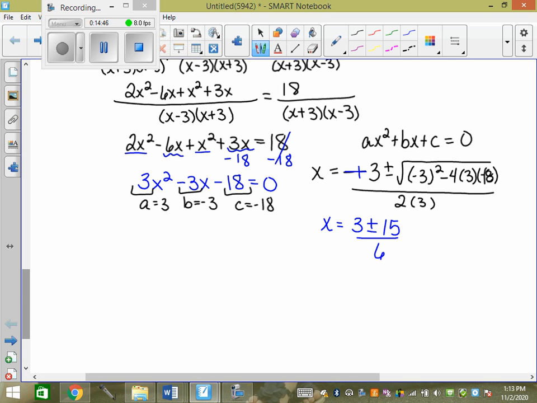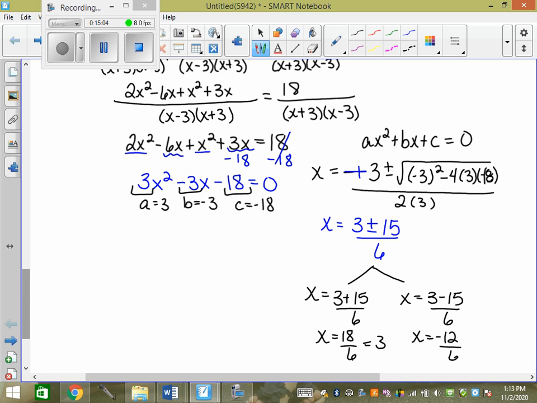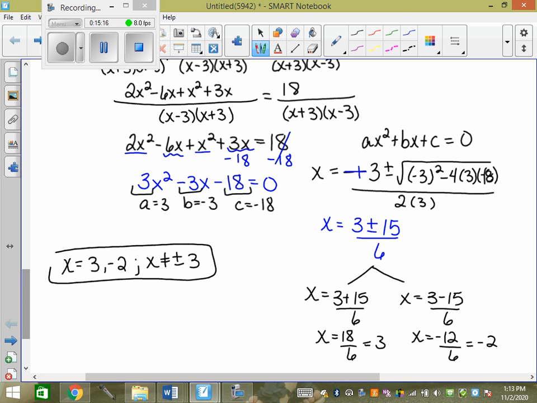Okay. So, you're going to get x equals 3 plus 15 over 6, x equals 3 minus 15 over 6. x equals 18 over 6, which is 3. And x equals negative 12 over 6, which is negative 2. There's a catch with this one, though. If I go x equals 3, comma, negative 2, and then follow behind with my NPVs, what's my problem? It's 3. It can't equal 3. So we have to go x equals 3.